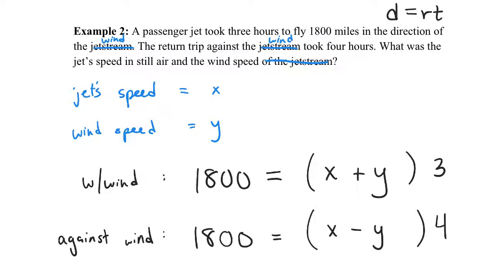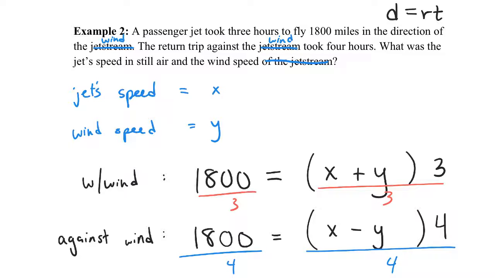Why did I say not to distribute? Because it's going to take a lot longer because you need 3x plus 3y, and then you have to divide by 3. And then I have 4x minus 4y, and then I'd have to divide by 4. So what should I do instead? Just divide by 3 in the beginning. So divide this whole equation by 3 on both sides, and the second one by 4. It makes life so much easier.